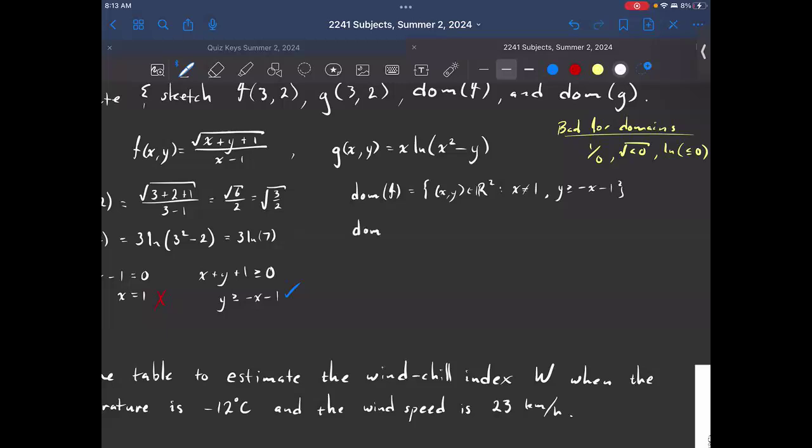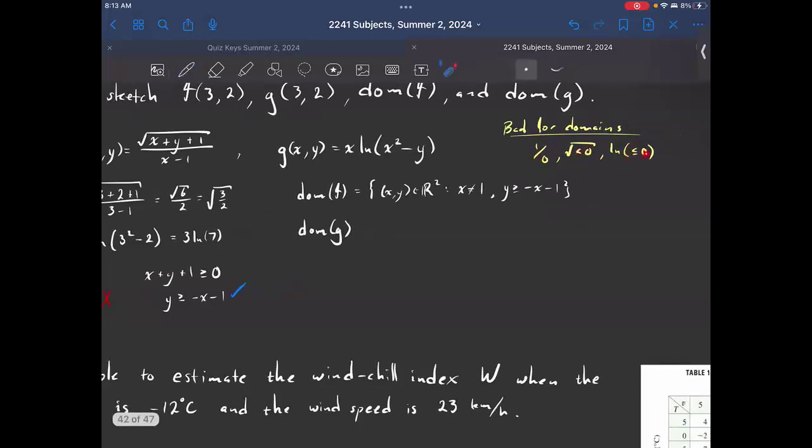Now, to compute the domain of g, we do the same sort of thing. We just check, do we have any of these three options for things that can go wrong with domains? So we don't have 1 over 0 occurring. We don't have square roots of negative numbers anywhere because there are no square roots in this function. But we do have a natural log, and so we want to make sure that the input to that natural log is always a positive number. Now we check, all right, x squared minus y needs to be strictly greater than 0. All right, well, that means that y needs to be less than x squared.